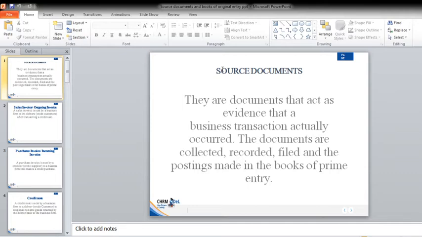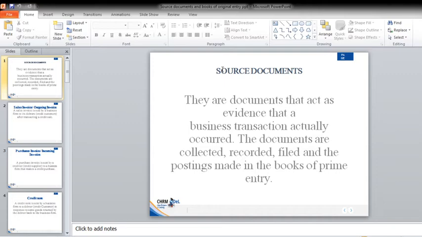If I can give an example on that, there are things like receipts. Once you pay an amount of money for a particular transaction, you are normally issued with a receipt. That receipt is simply a source document because it will act as evidence that a particular transaction actually took place in the business.